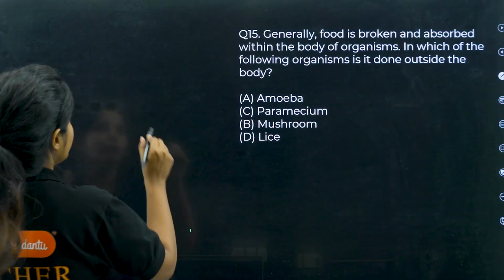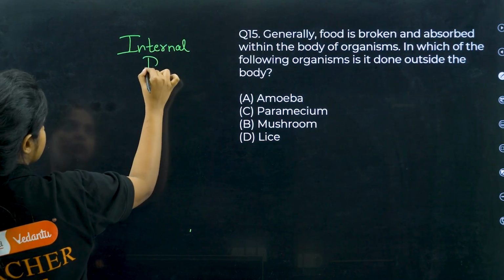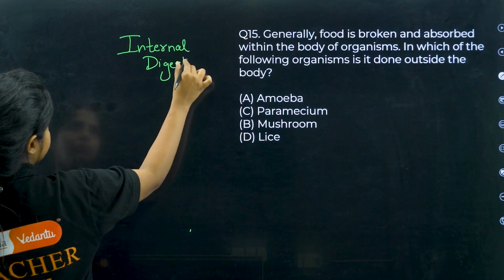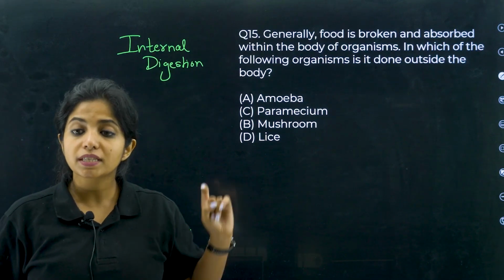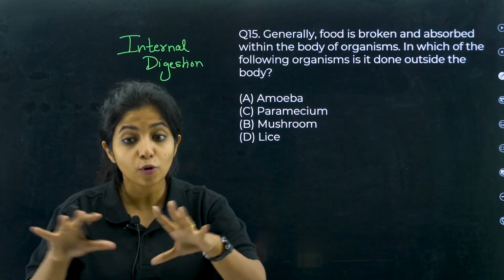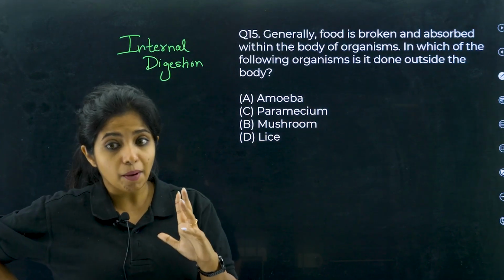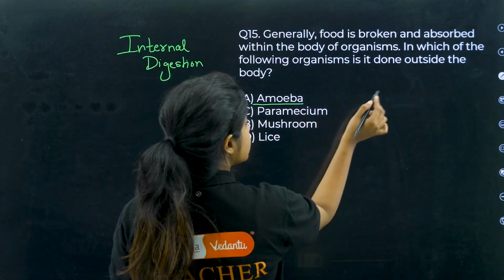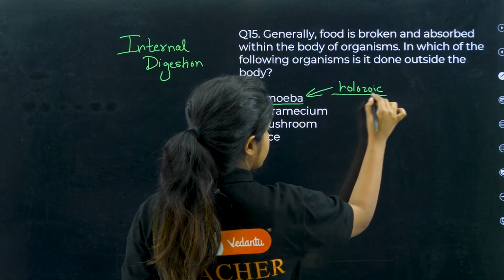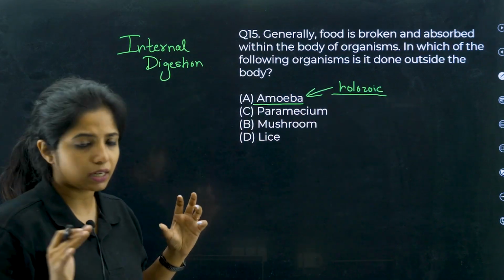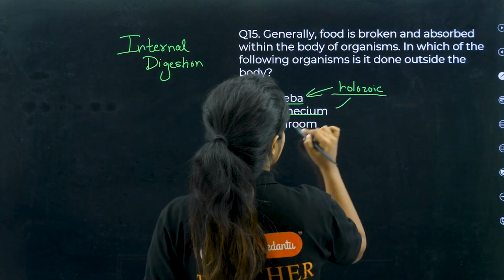What do you call this? You call this internal digestion, my dear champions. Okay. Now, in which of the following organisms is it done outside the body? Now, food is getting broken down outside the body. What is that organism? As far as I remember, amoeba takes in food, and in them you call this holozoic mode of nutrition. They are taking in food and the food is getting broken down inside. Paramecium also does the same thing. Paramecium also has holozoic mode of nutrition.